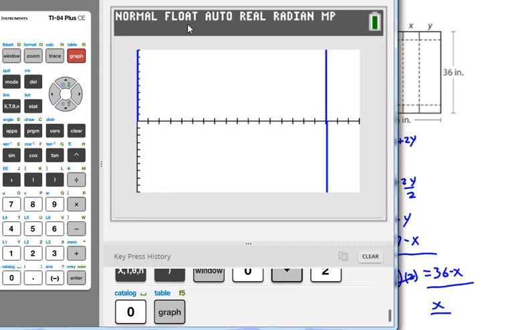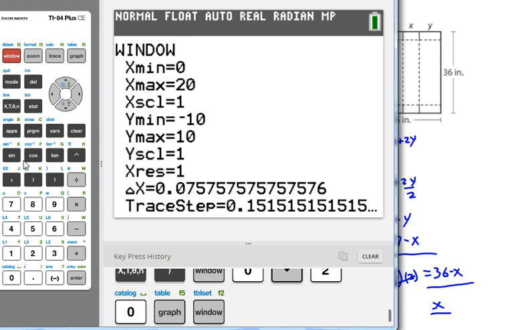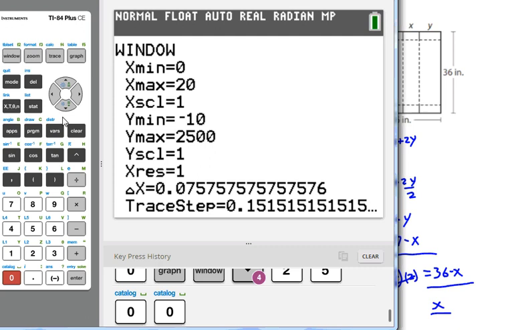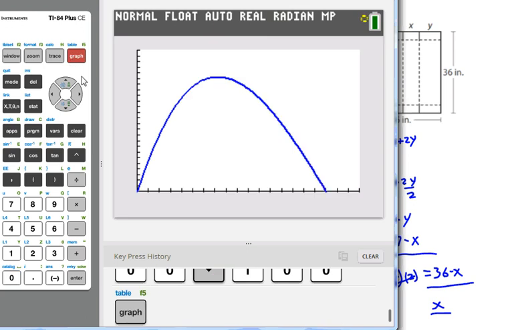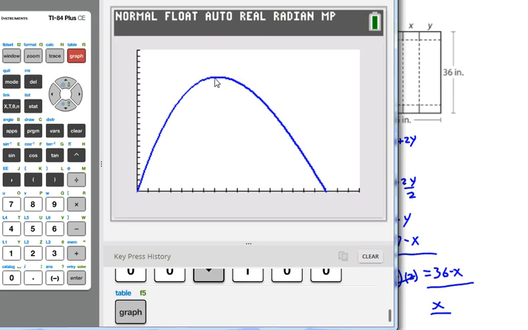You don't see a whole lot here. We're going to need to find a maximum way up here someplace. I'm going to experiment with the window, and I'm going to put my y max up to 2,500 and go by 100. Now, I will tell you that I already knew this. I kind of experimented already a little bit. So here, way up at the top, that's going to be our maximum volume.